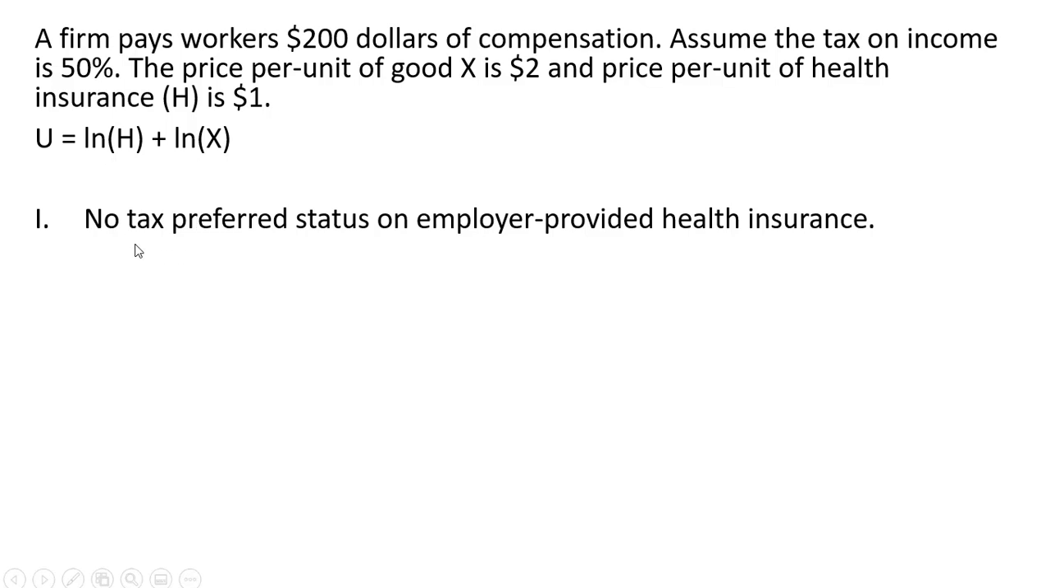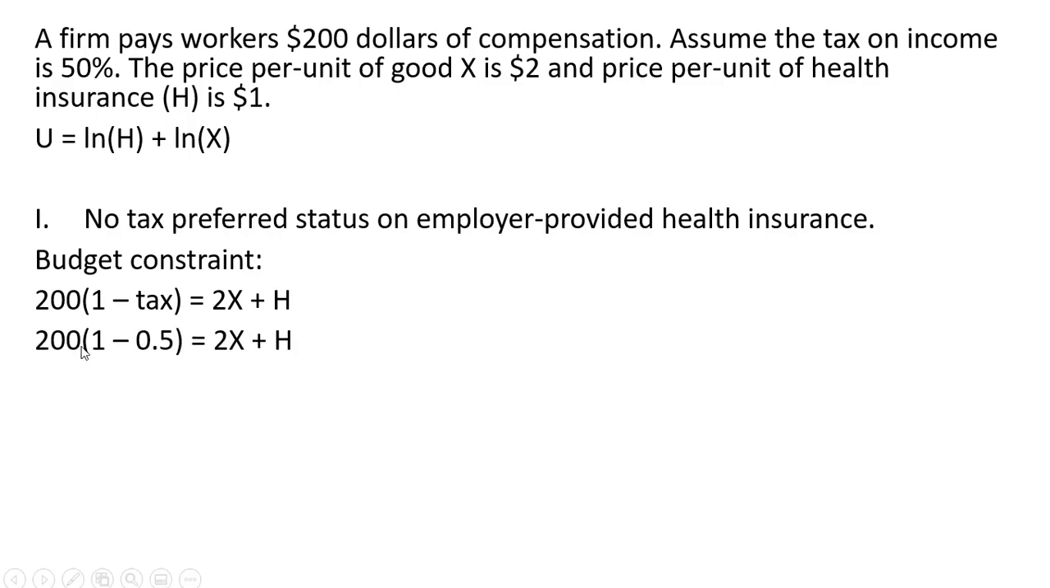And we're going to start with our base case here. There's no tax preferred status on employer provided health insurance. Let's form the budget constraint. So $200 of compensation, and 50% of this is going to be taxed away, so 1 minus the tax. 2 is the price of good X, and 1 in front of the H here is just the price of health insurance. And substituting in the tax and simplifying, we have the budget constraint.